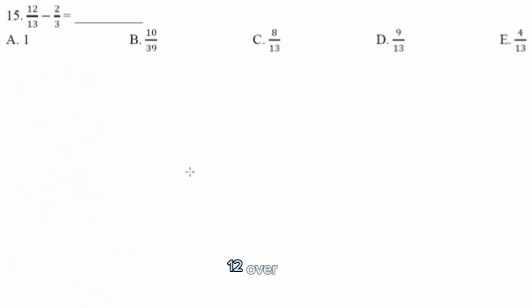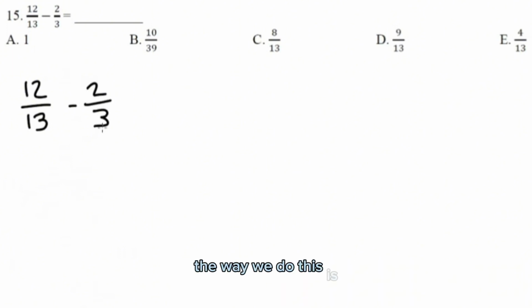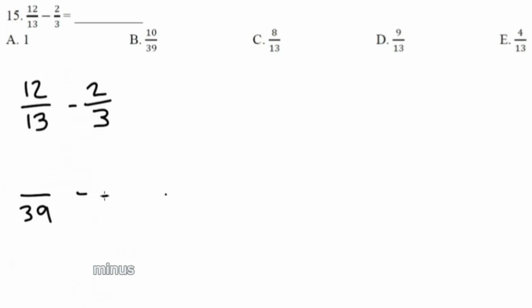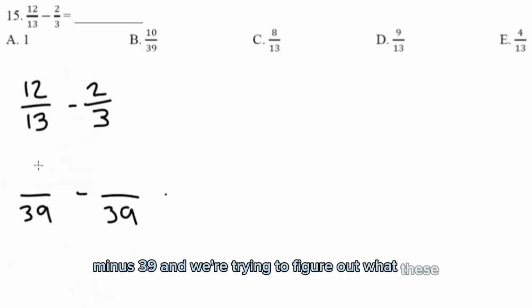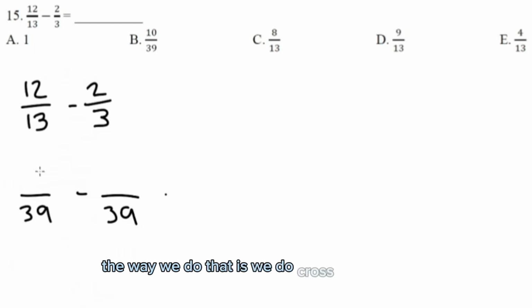Next, 12 over 13 minus 2 over 3. Alright, this is a pretty simple problem. It's just subtracting with fractions. So we have 12 over 13 minus 2 over 3. Alright, the way we do this is we need to bring both of these fractions to a common denominator. The easiest common denominator between 13 and 3 is just 13 times 3, which is 39. So we can do cross multiplication to get those two fraction values into the denominator of 39. So first we have over 39 minus over 39, and we're trying to figure out what these numerators are. The way we do that is we do cross multiplication.